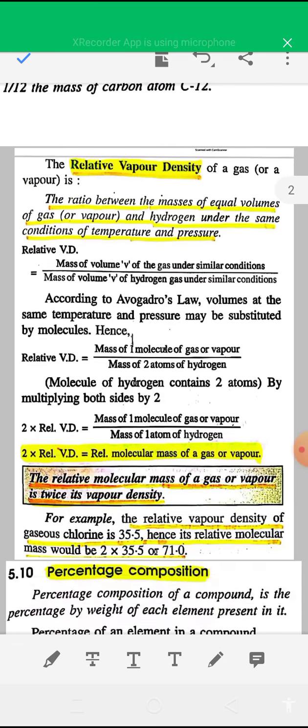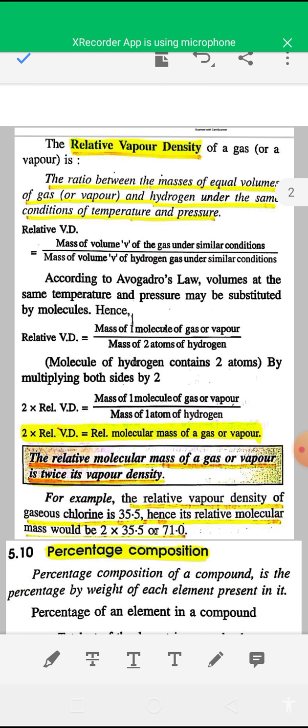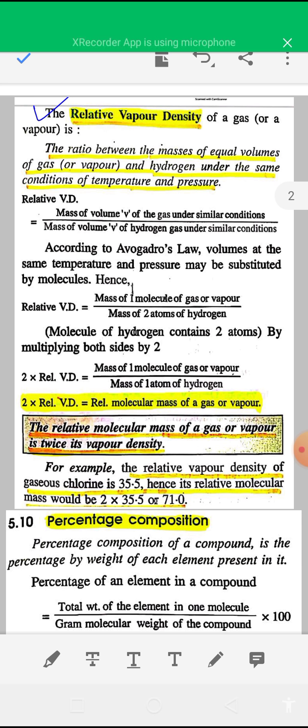Now see what the relation is between relative vapor density and molecular mass. First you have to know what relative vapor density is. Relative vapor density is defined as the ratio between the masses of equal volumes of gas or vapor and hydrogen under the same conditions of temperature and pressure. So the relative vapor density of a gas is the ratio of masses of equal volumes of the gas and hydrogen under the same conditions of temperature and pressure.